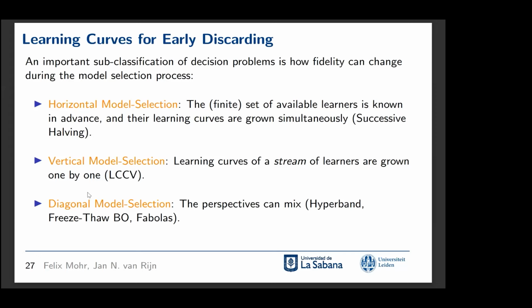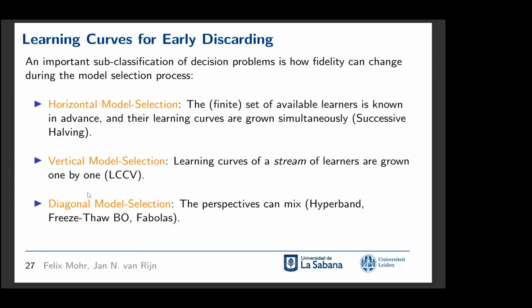In the vertical case, it's different. Here, you don't know the portfolio of learners in advance. You just have a process that receives candidates or looks at candidates, and then it builds, for each of them when it's its turn, the learning curve at that moment and tries to discard the candidate as early as possible. This is what we do in learning curve-based cross-validation, and it does not assume that you know in advance which learners are considered.